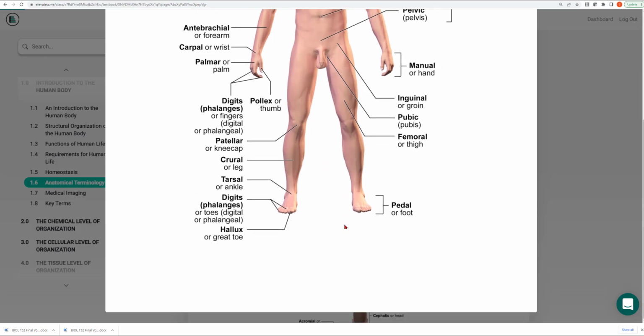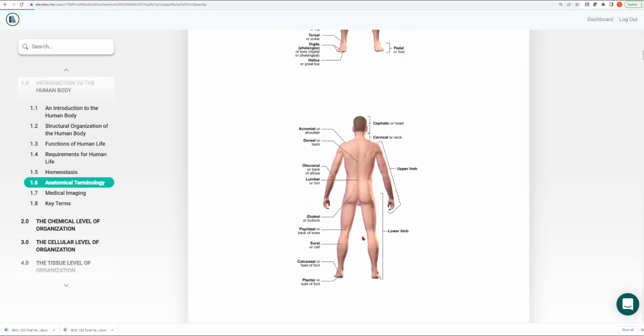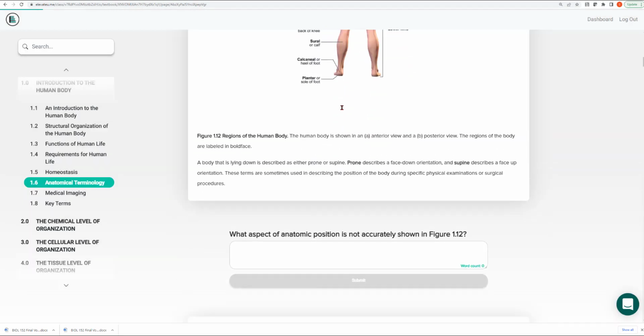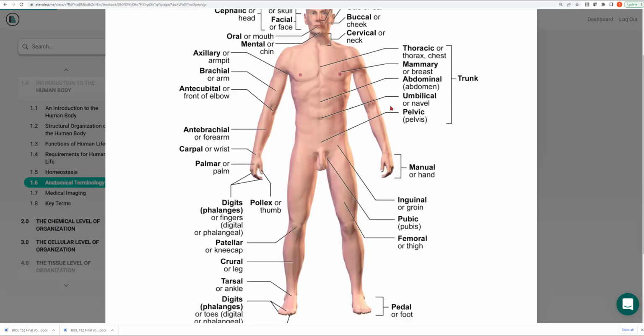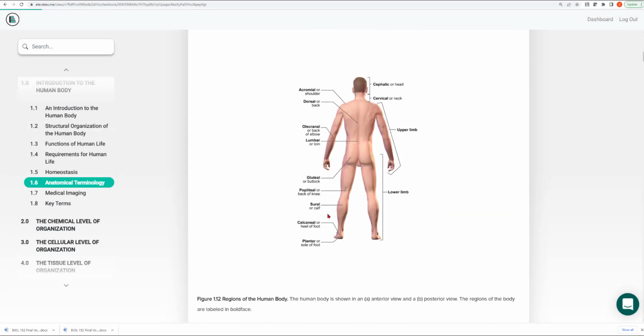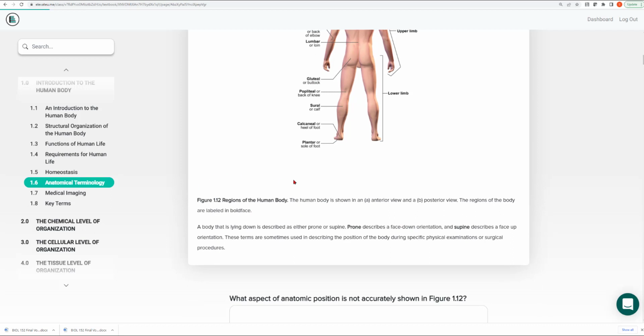And then if you go down and look at the posterior view, the back side of the body, I clicked on the wrong one. I'm not able to click on the lower one. The sural region is the back of your lower leg, your calf. So sural is the back, crural is the front, your shin region. So definitely learn your regional terms.